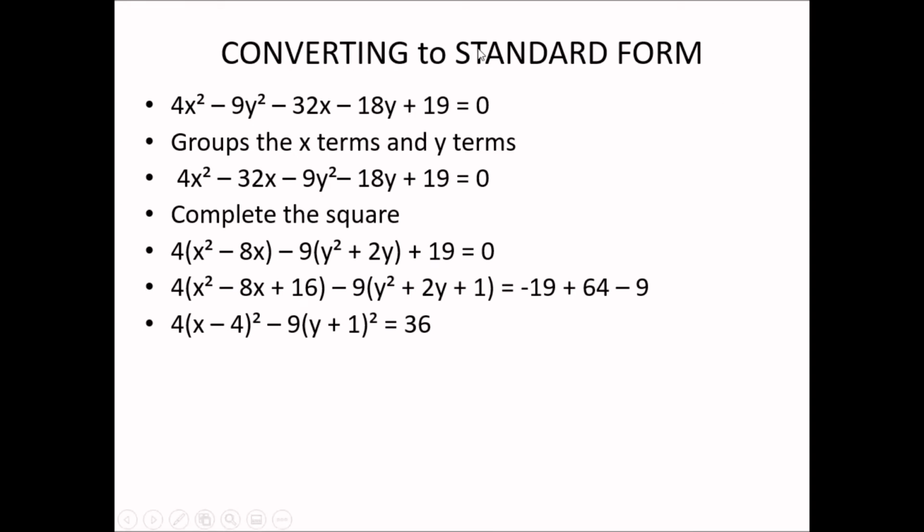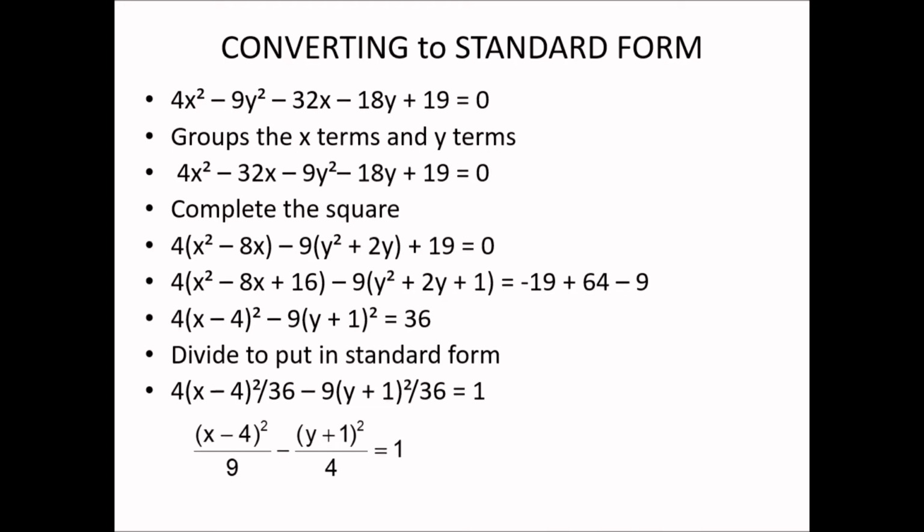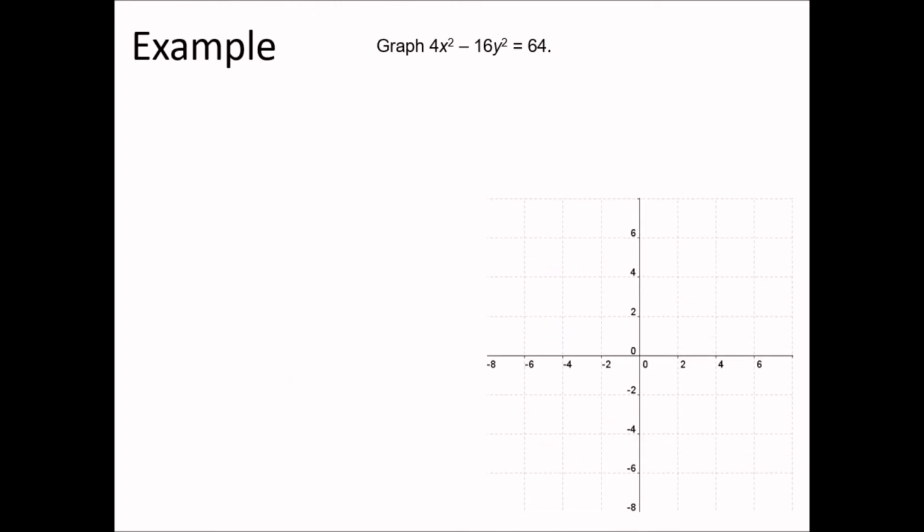Now, for us to convert it into standard form, i-divide natin tong equation by 36. Okay. So, yan na siya. To get the quantity x minus 4 square over 9 minus the quantity y plus 1 square over 4 is equal to 1. Yan, ganyan lang mag-convert into standard form. Now, let's proceed to examples.